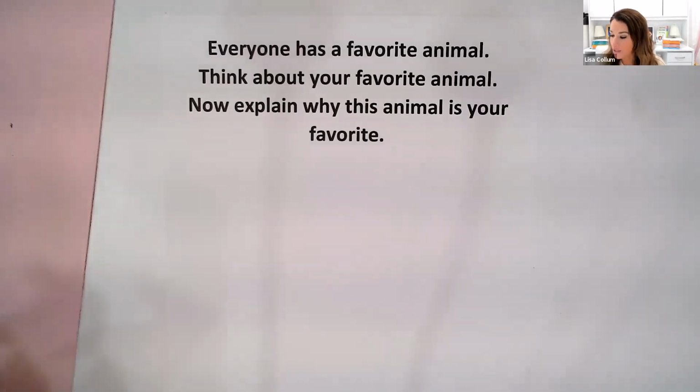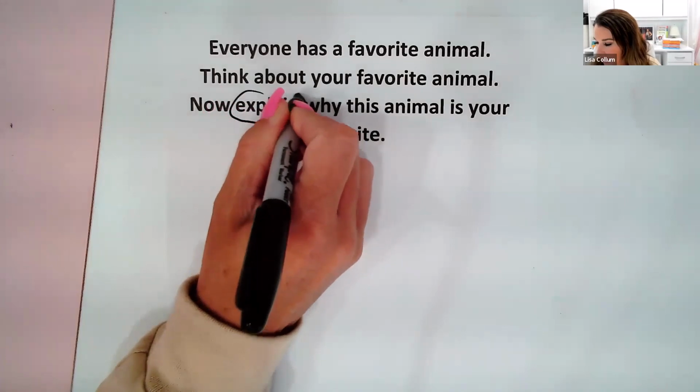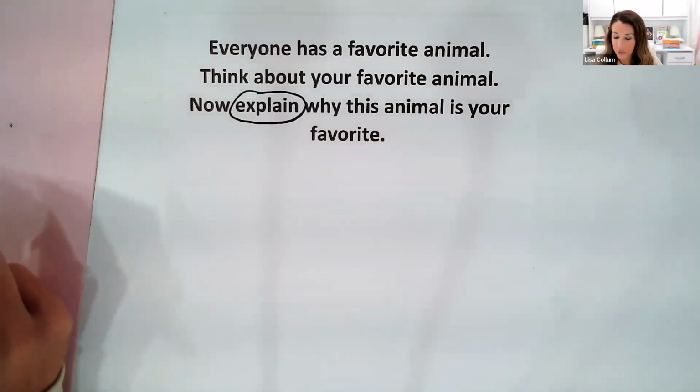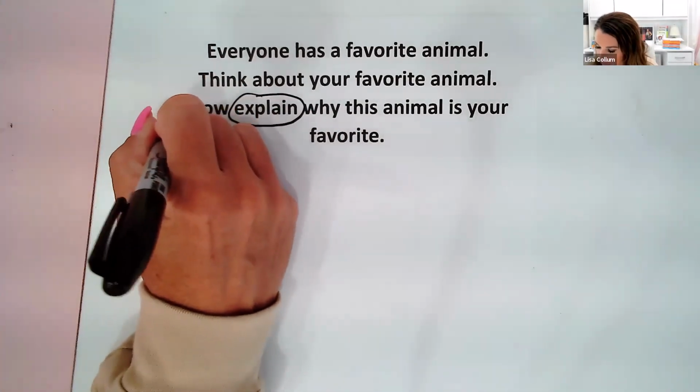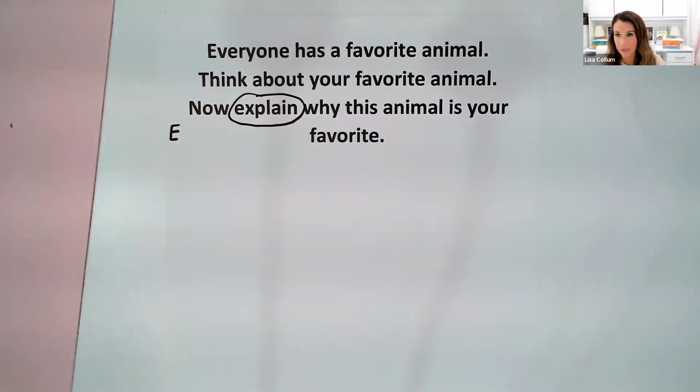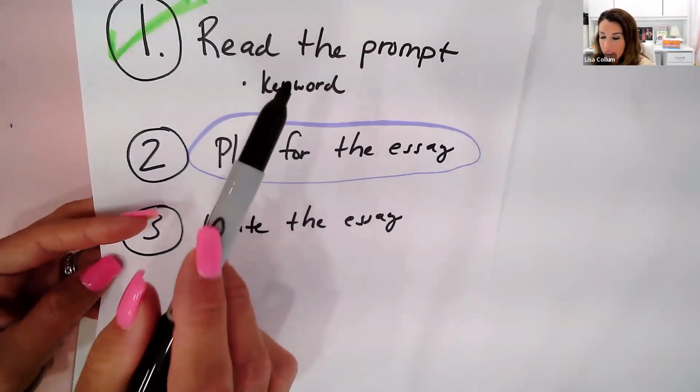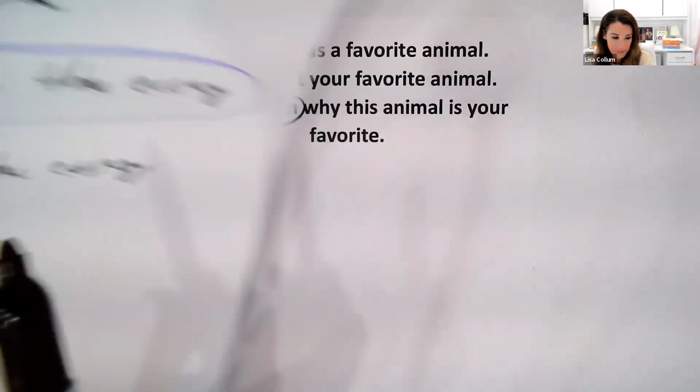The keyword is explain right here. And I know I'm writing an expository essay, so I'm going to put a little E over here. Now, after I've read the prompt and identified the keyword, I have to plan for the essay.